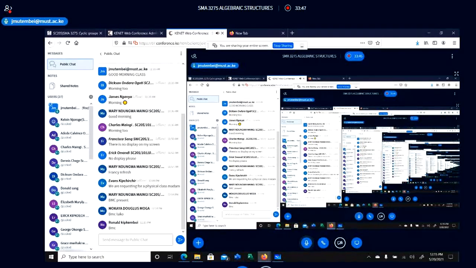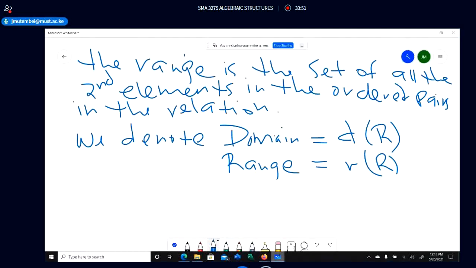Okay, so let's continue. So we have the domain and the range of a relation. Then we can illustrate this with an example. If we consider two sets, say S and T, and we want to write down the Cartesian product of S and T, and then from that Cartesian product, we shall also define a relation on that set. I want to illustrate this with some example.